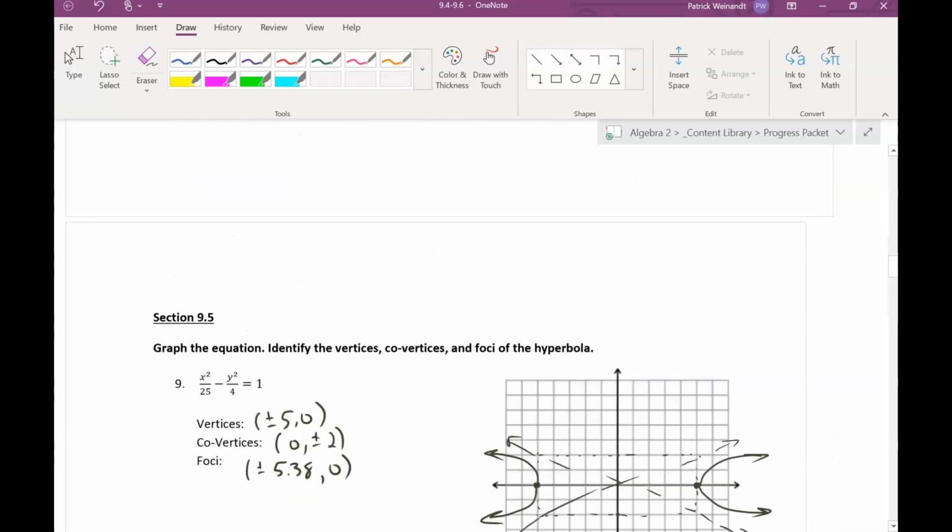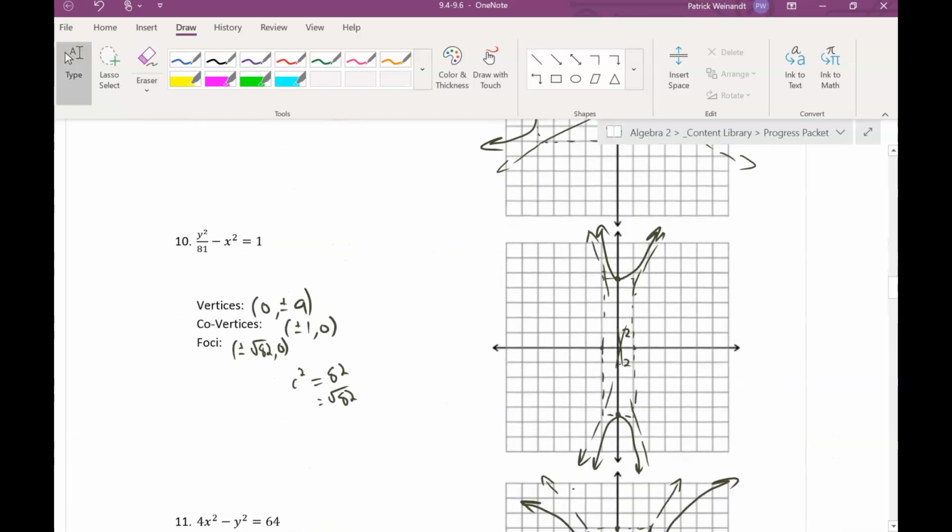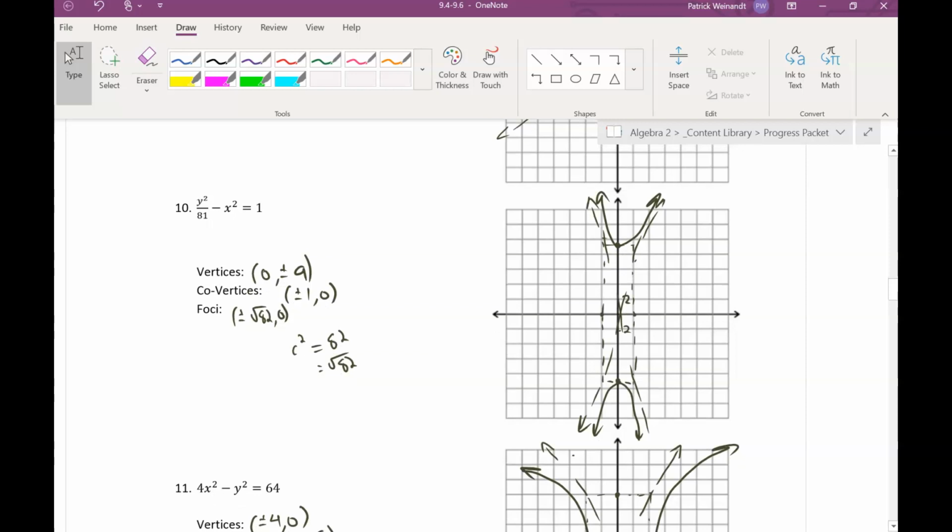Okay, number 10, we're moving on to hyperbolas here. This one was a little weird. I'm going to leave the graph up there so I don't have to resketch it, but I'm going to erase this stuff. Now when you're working with hyperbolas, your a value is always going to be under the positive term. And since y squared is the positive term, we know a squared equals 81.